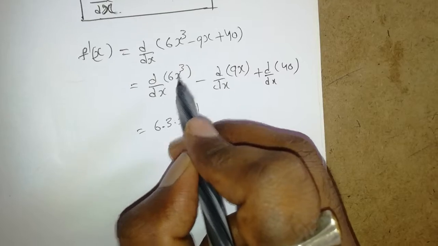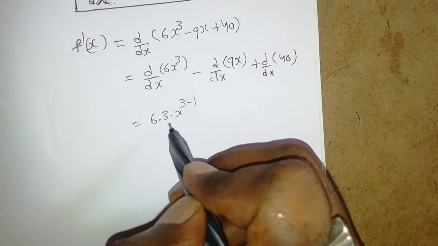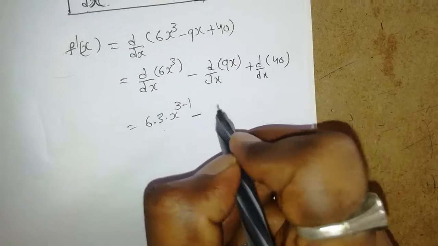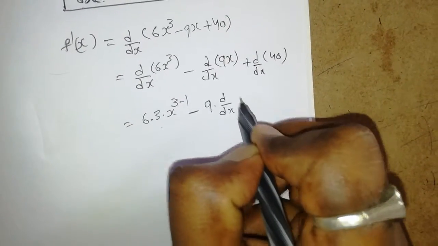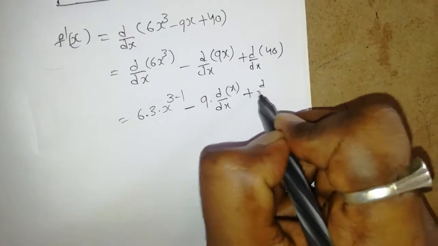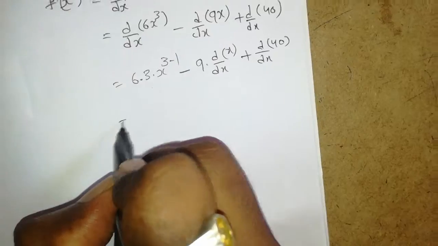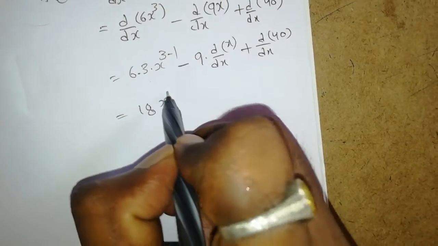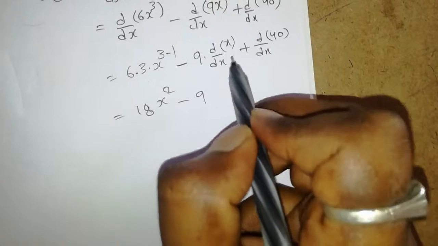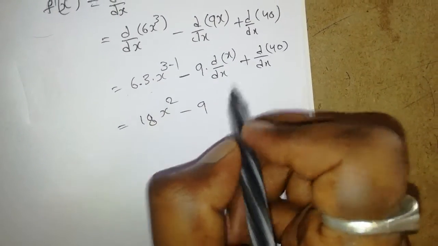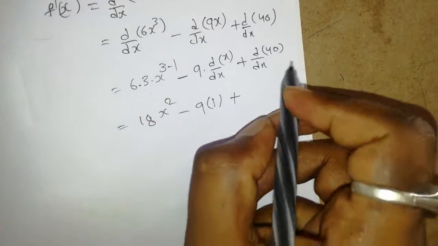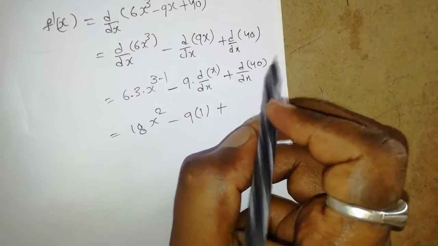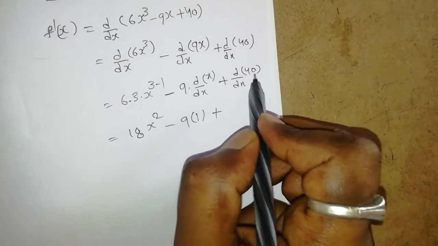So d by dx of 6x cube is 6 into 3 into x to the power of 3 minus 1, minus 9 into d by dx of x plus d by dx of 40. 6 3s are 18 into x power 3 minus 1, that is 2, minus 9 into d by dx of x, that is 1, plus d by dx of 40. 40 is a constant, so the derivative of any constant is 0. So the derivative of 40 is 0.